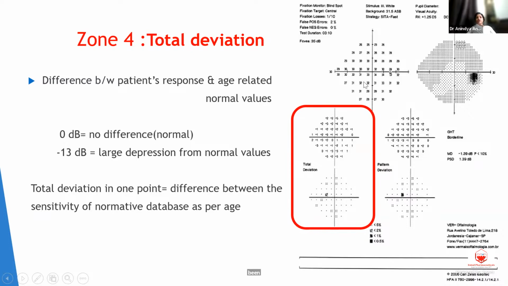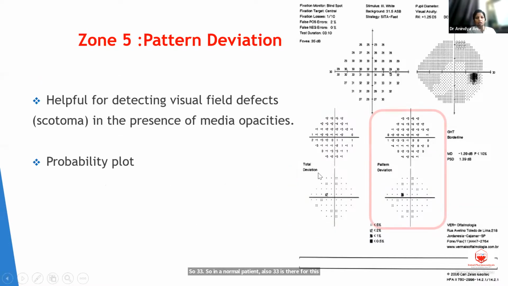But for this patient, it is 32. So the difference will be taken and here you will get the number -1. That is how all the points you get here: -2, -1, sometimes +1, 0. So 0 means, suppose here it is mentioned 33, right? So in a normal patient also 33 is there for this age. That is why you are getting 0. So that is how you get the total deviation.